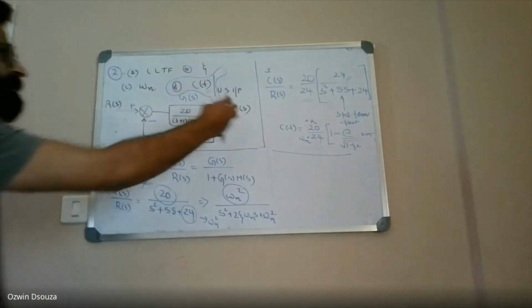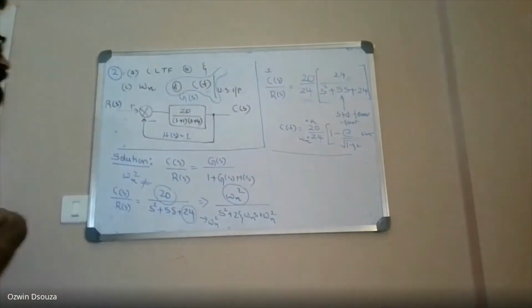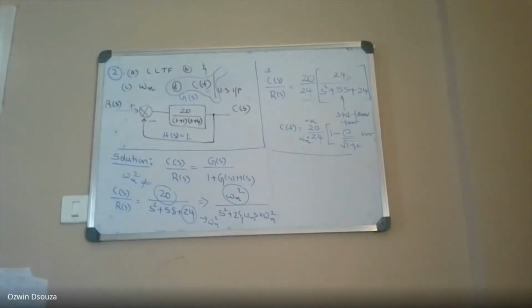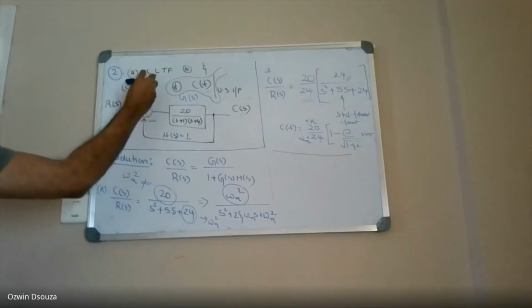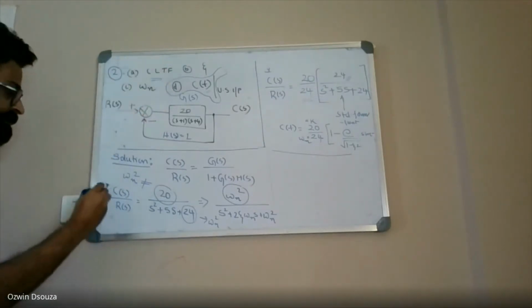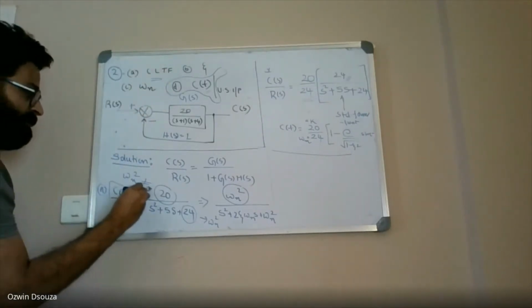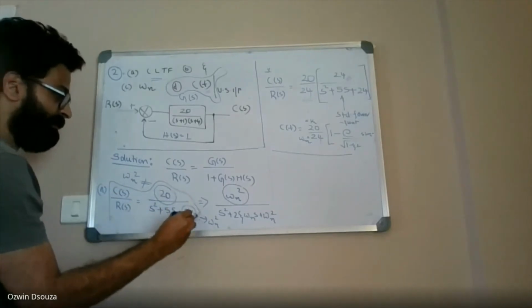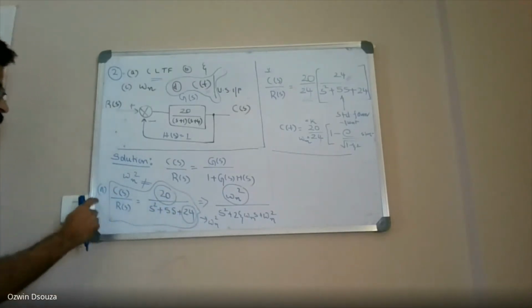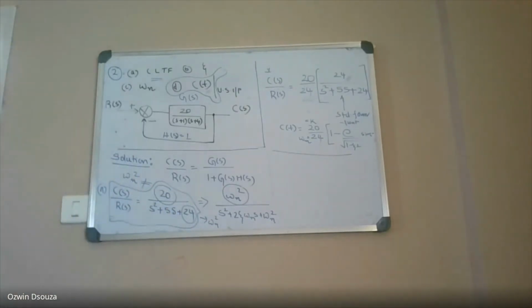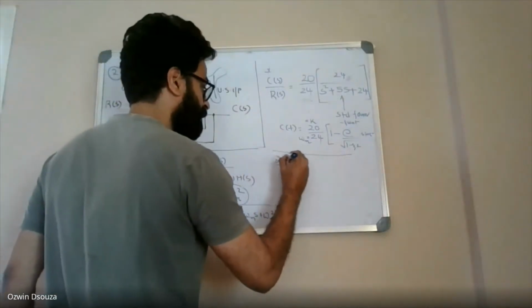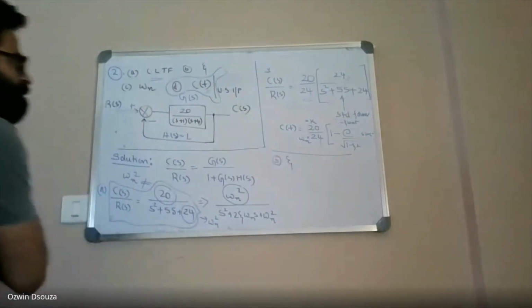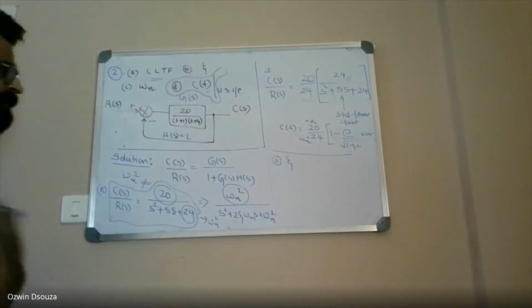Now that we have converted into standard form, you can proceed with the other part. So this itself is your part A here. I forgot to mention, you are being asked to find the closed loop transfer function. So this is your closed loop transfer function. I'll just highlight, this is your part B. In part B, you need to find zeta. So how will you find zeta?